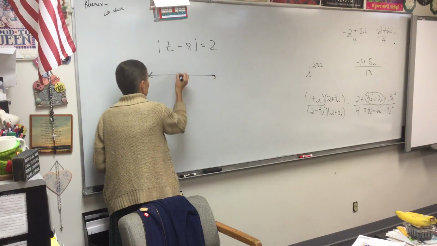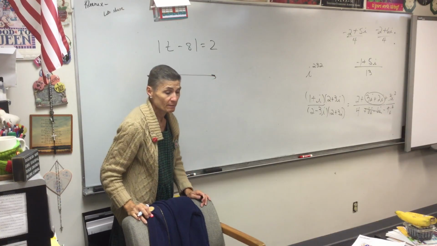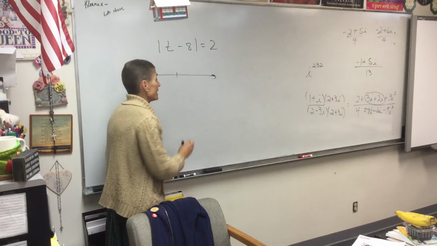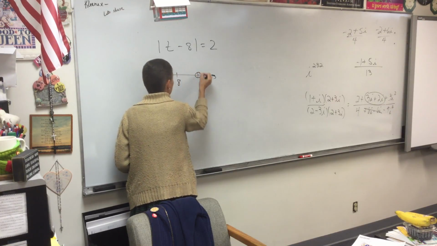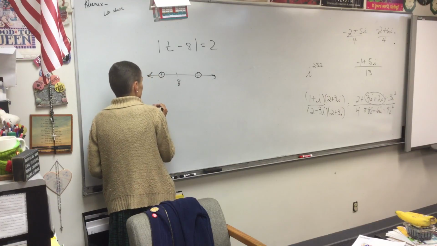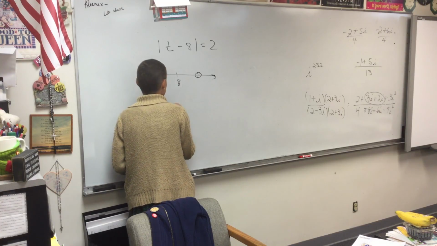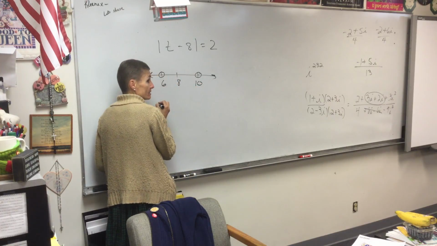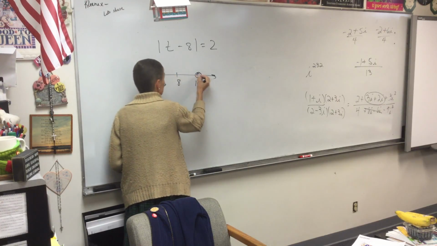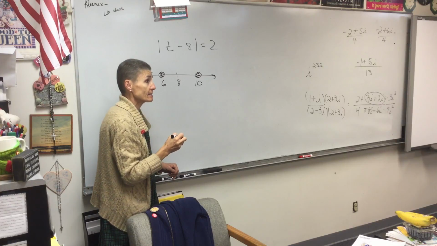So I'm still going to do it on the number line. And what number am I going to put right in the middle of that number line? 8. And then I'm going to count back and forth. I'm going to put some dots here. I'm going to count back and forth. How many? 2. So that'll put me at 10 and 6. Now it's equal to. Is there any shading this time?